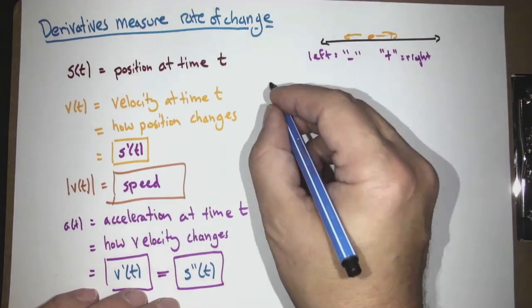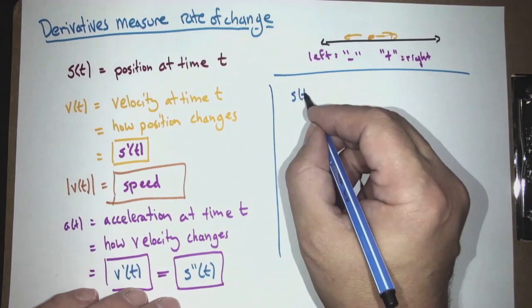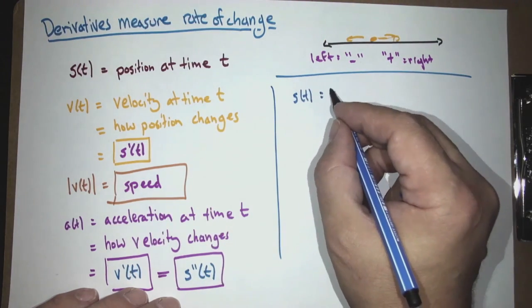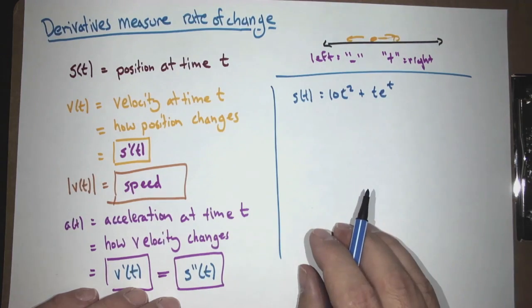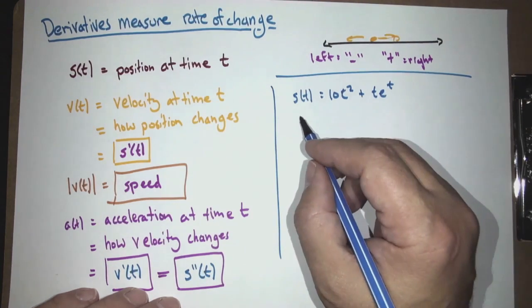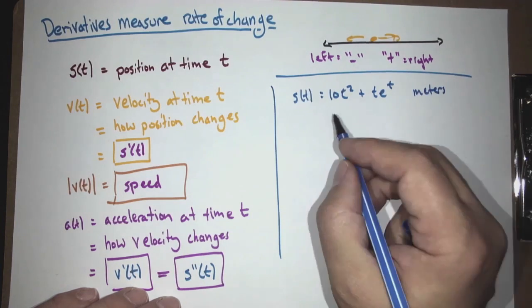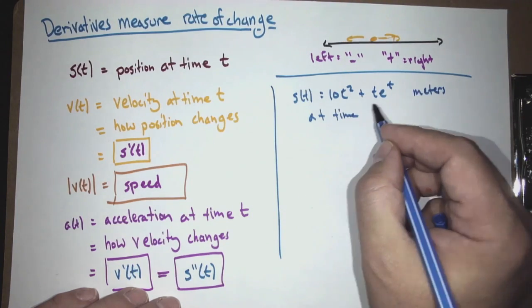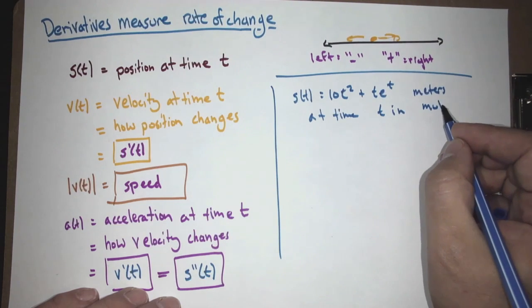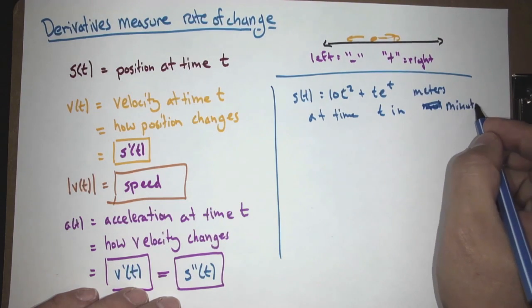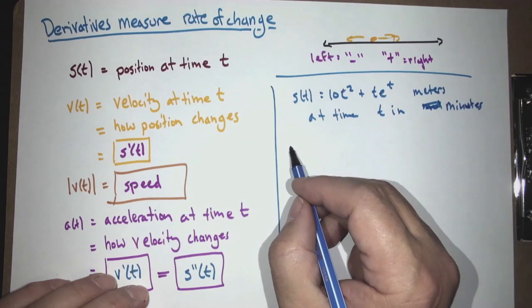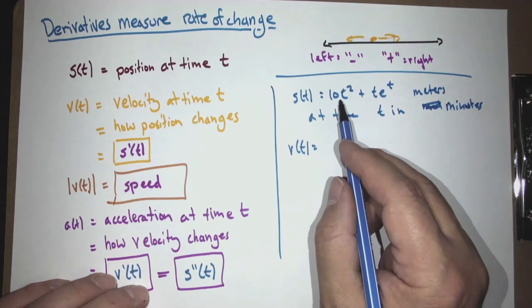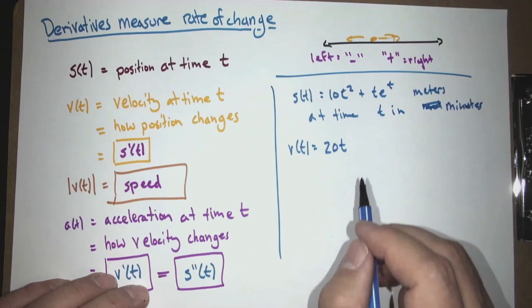Okay. So we just do a quick example. Suppose we have a position. Let's say it's 10t squared plus t e to the t, in meters at time t, which is in minutes. So there's our position function. What would be our velocity function? 20t, the derivative of 10t squared is 20t.